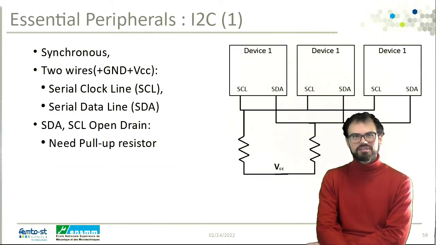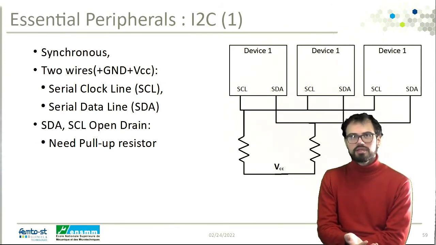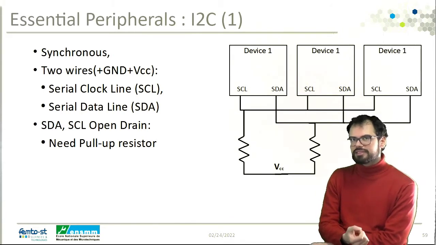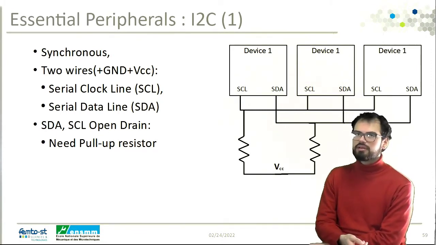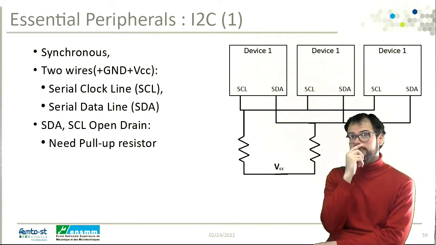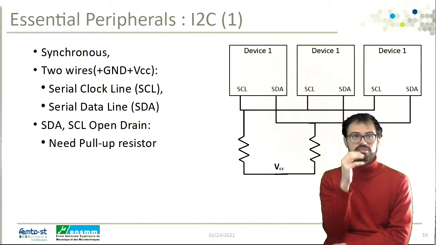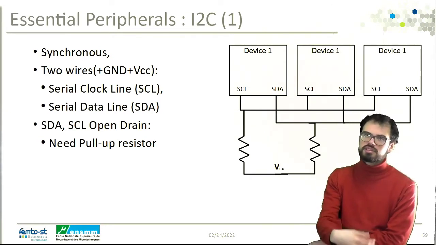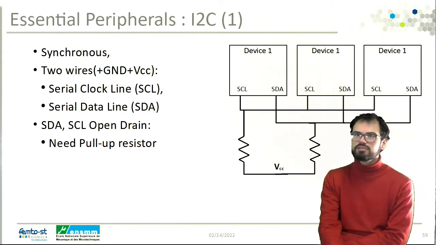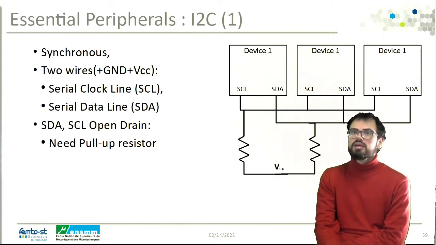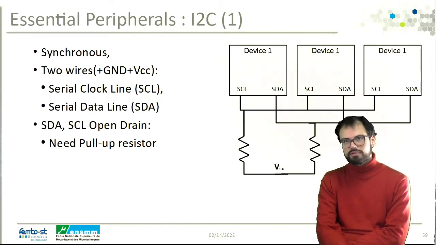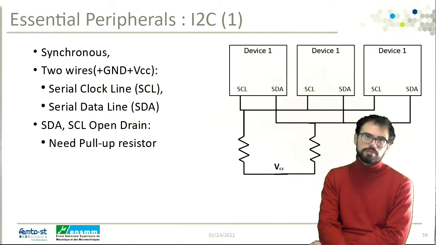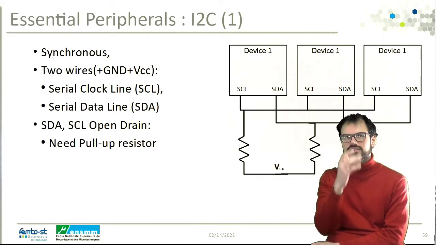Let's now speak about the Inter-Integrated Circuit protocol, I2C. You see that it is a synchronous type of communication like SPI, but in this case it only needs 2 wires, which can be pretty cool. You have one wire for a serial clock, one wire for the serial data. Then of course to this you need to add the ground and the supply. Every device is connected to the same serial clock, and every device is connected to the same serial data. Everyone is connected to it via open drain, so you need a pull-up resistor for the serial clock and for the serial data.